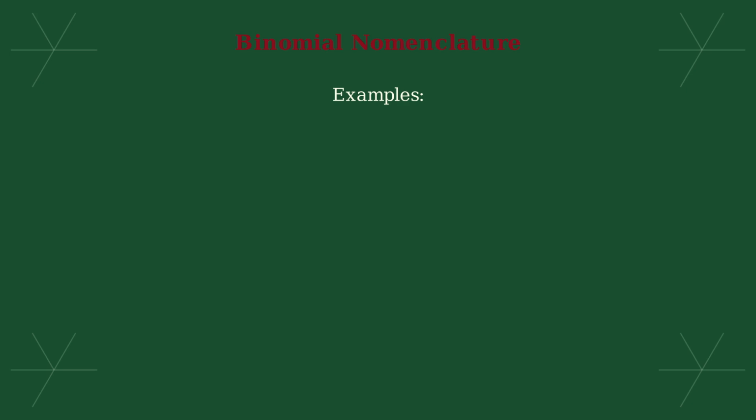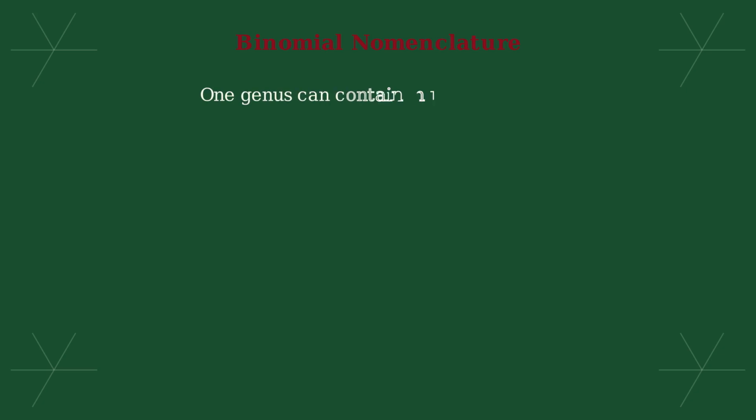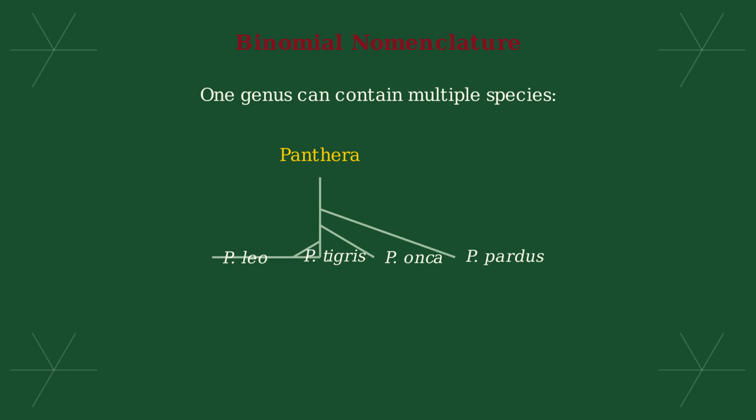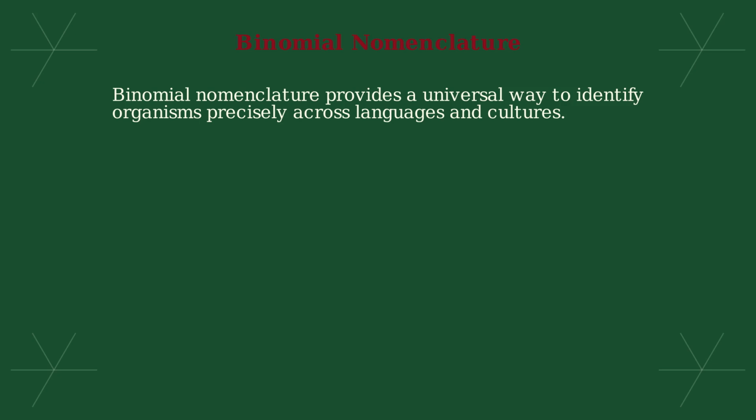Let's look at some examples of binomial nomenclature. Panthera leo is the scientific name for the lion. Homo sapiens is the scientific name for humans. Quercus alba is the scientific name for the white oak tree. A single genus can contain multiple related species. For example, the genus Panthera includes several big cat species. These include Panthera leo, the lion, Panthera tigris, the tiger, Panthera onca, the jaguar, and Panthera pardus, the leopard. Binomial nomenclature provides scientists with a universal way to identify organisms precisely, transcending language barriers and cultural differences.